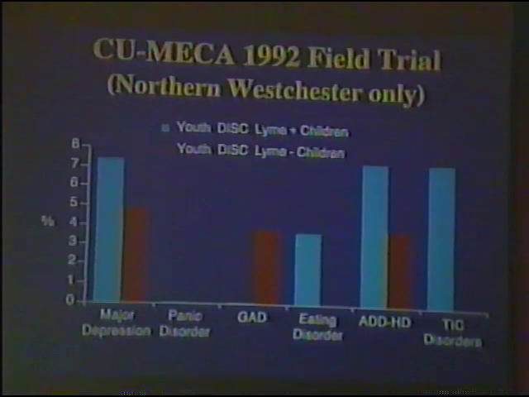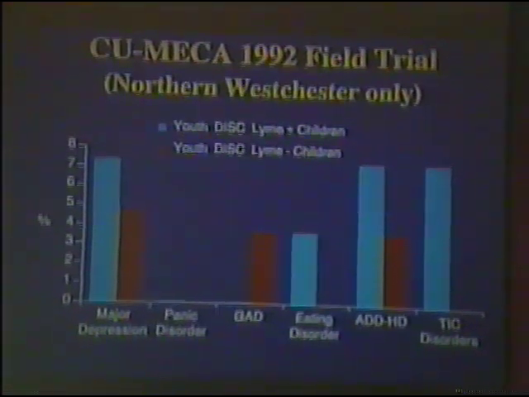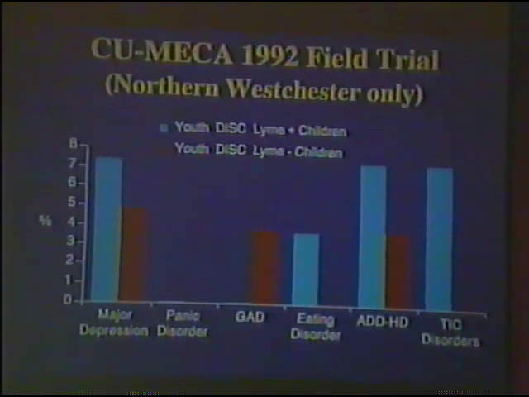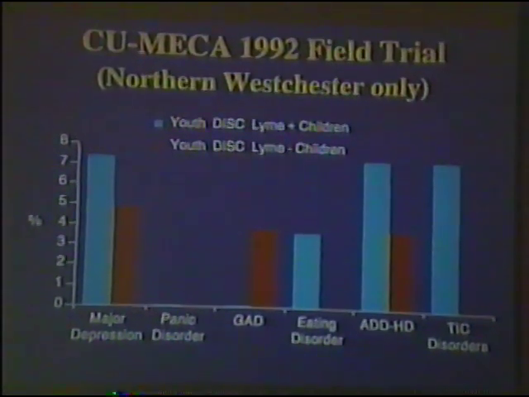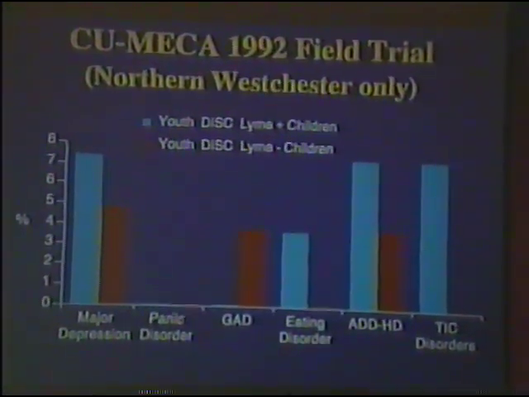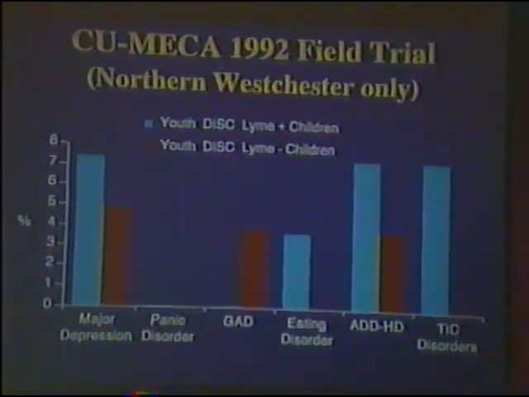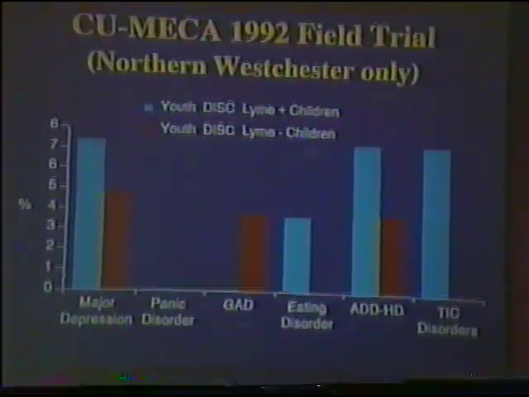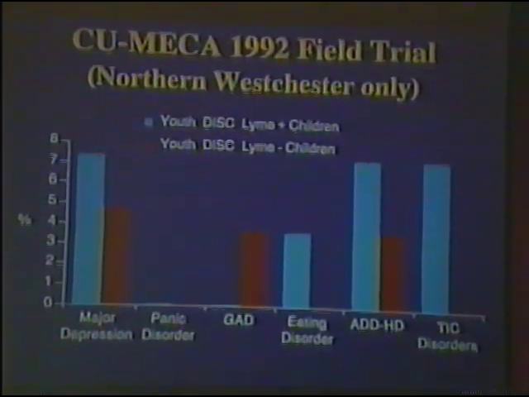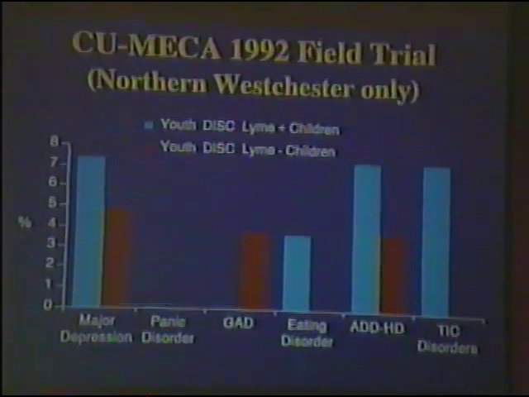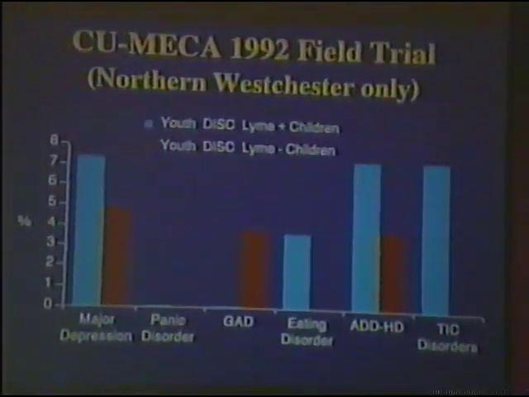Now, it shows a slightly higher rate of major depression. Eating disorders were a little more common. Attention deficit disorder, ADD, was a little more common among the children whose parents said they had Lyme disease. And tic disorders, not the Lyme tick, but tic disorders being movements, were significantly more common among the children who supposedly had Lyme disease than among those kids whose parents said they didn't. Now this slide may look significant to you, but it's really not that significant.